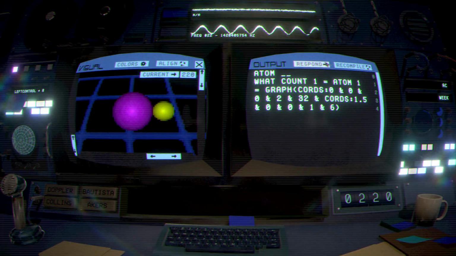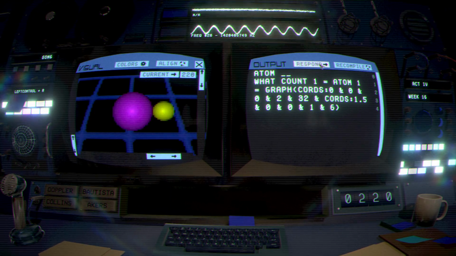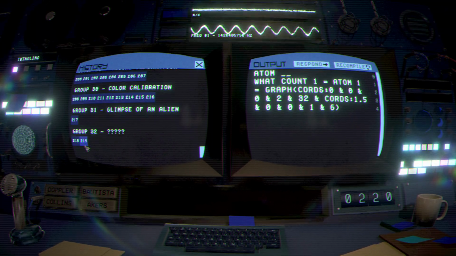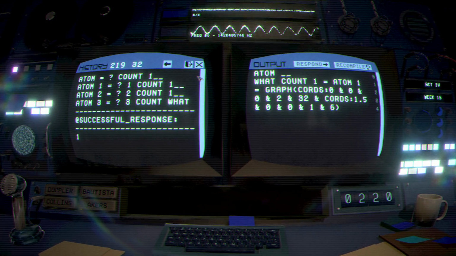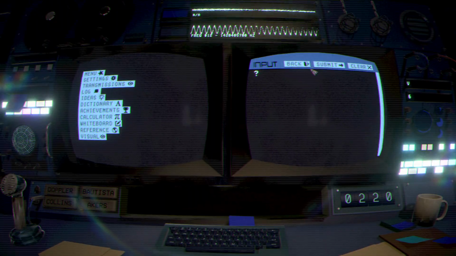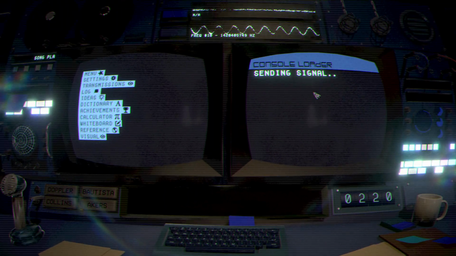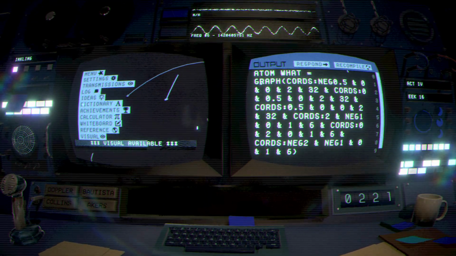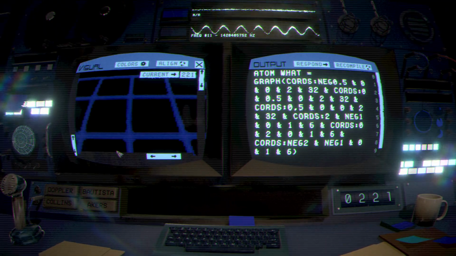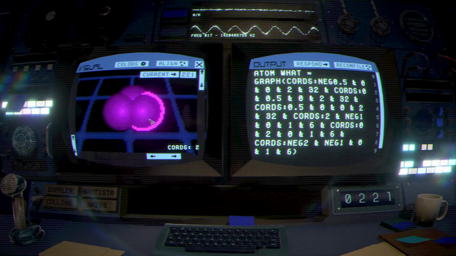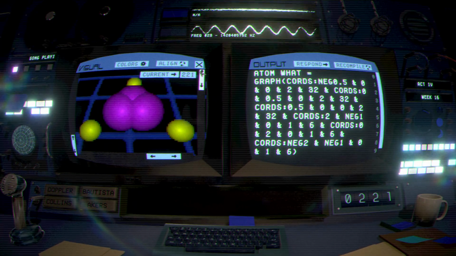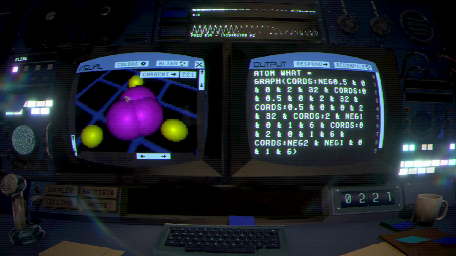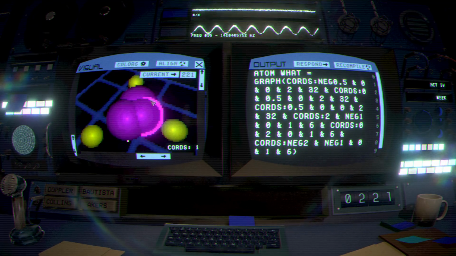So maybe it's not atom. What count 1? Go back to the prior transmission. Something 1 count 1. Okay, we're gonna muddle through again. Atom what equals... Oh boy, getting interesting now. I no longer think this is atom though. Must be something else, right?